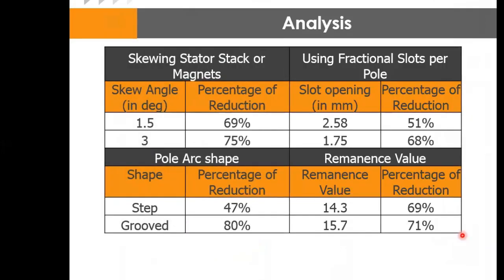So for these four design variations, that is skewing, fractional slots, pole arc shape, and remanence value, I am checking the design variations and the percentage of reduction. Here you can see the percentage of reduction from the normal design to the design variation which we have done, to this extent. So for all the design variations, you are getting a minimized cogging torque value.